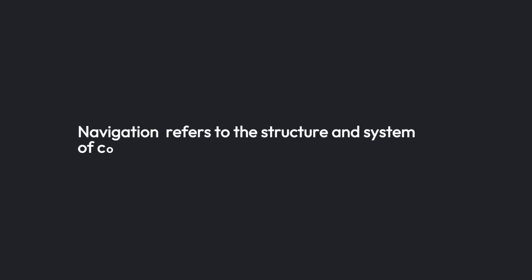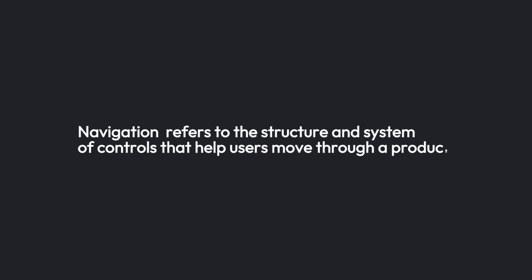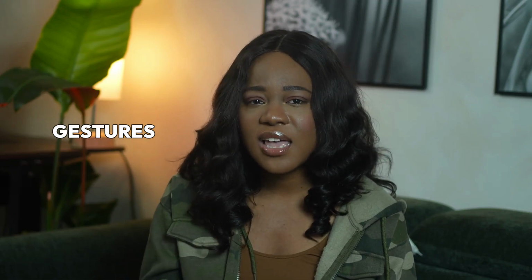In product design, navigation refers to the structure and the system of controls that help users move through a product. Things like menus, links, icons, and gestures. It's how people explore, discover content, and accomplish tasks. Good navigation gives users confidence. Poor navigation, on the other hand, leads to confusion, frustration, and even drop-offs. Think of navigation as the invisible framework that holds the entire experience together. When done well, users don't even notice it. They simply flow from one step to another with ease.